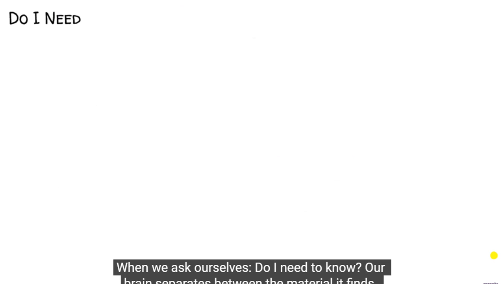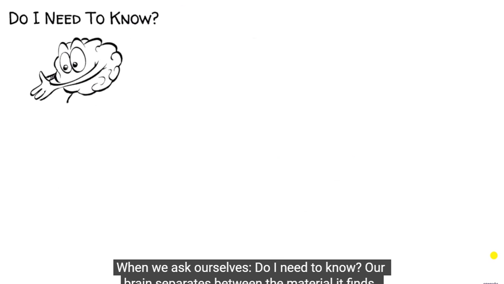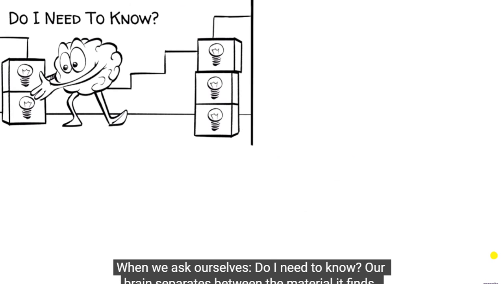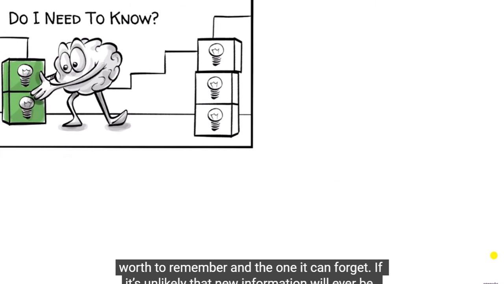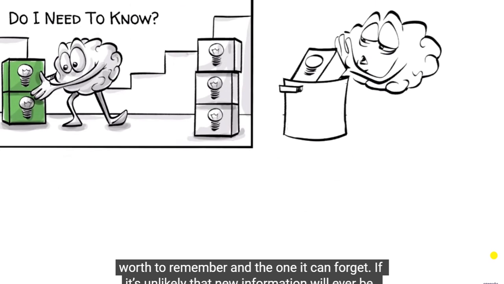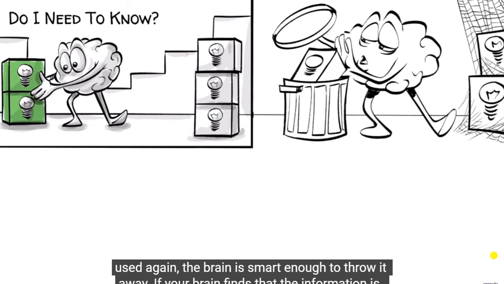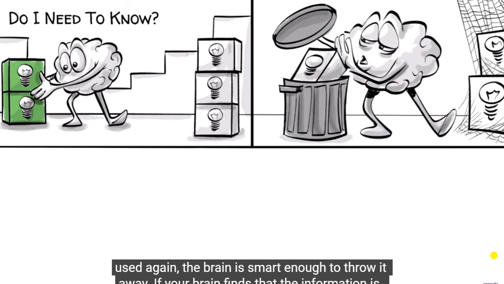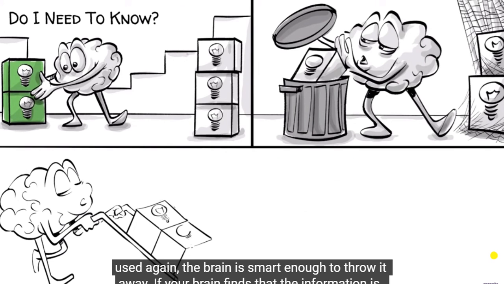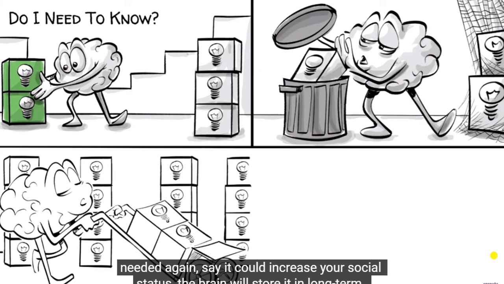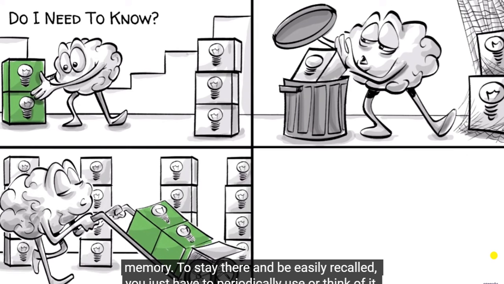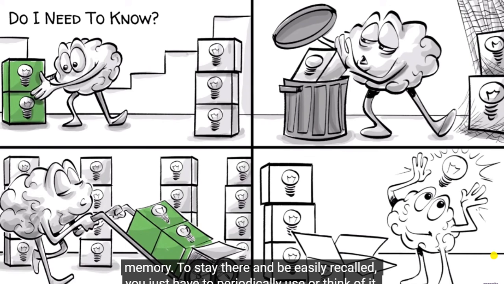When we ask ourselves, do I need to know? Our brain separates between the material it finds worth remembering and the material it can forget. If it's unlikely that new information will ever be used again, the brain is smart enough to throw it away. If your brain finds that the information is needed again, say it could increase your social status, the brain will store it in long-term memory. To stay there and be easily recalled, you just have to periodically use or think of it.